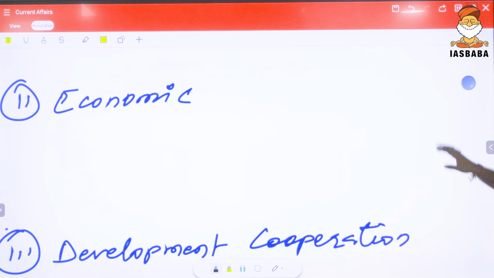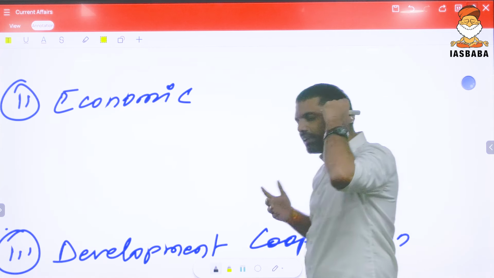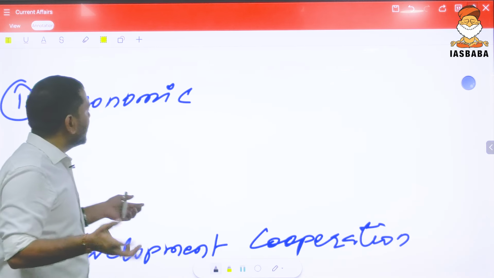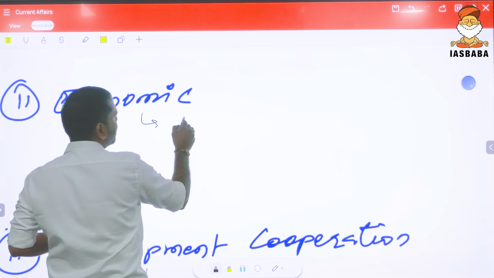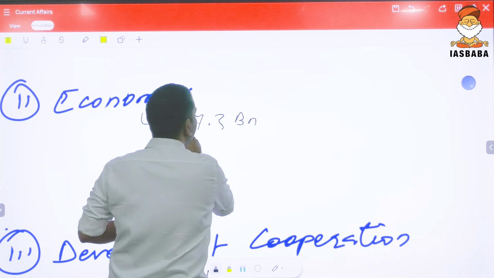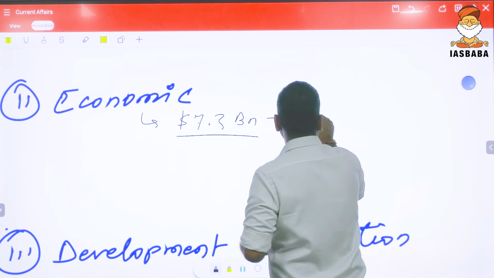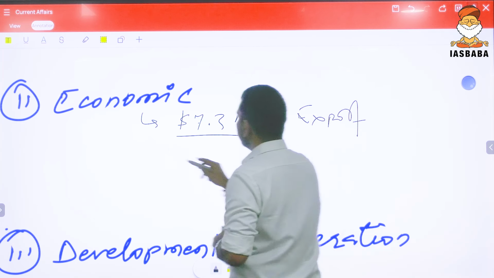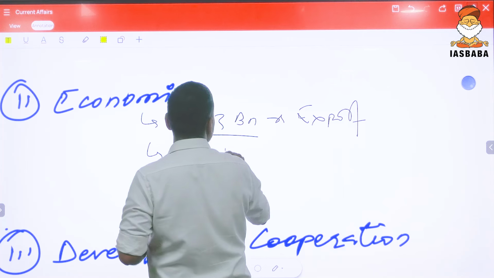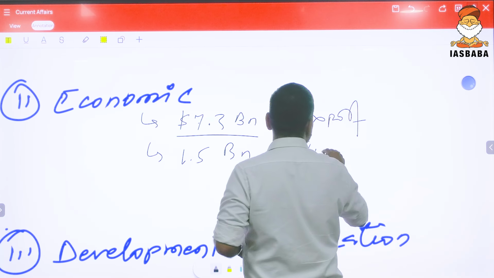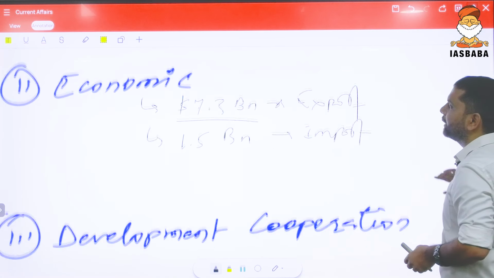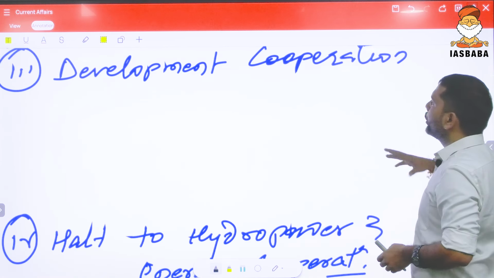The second is economic. You know, there is approximately $7 billion of trade, of export India does to Nepal, and import is, I think, $7.3 billion to be precise. This is export, and then comes 1.5 billion of import from Nepal. So this also gets impacted if there is protest that is going on.